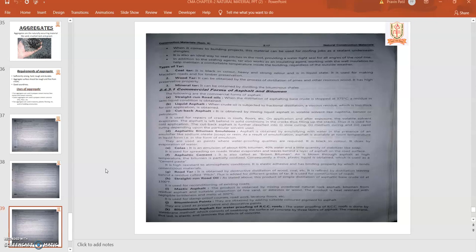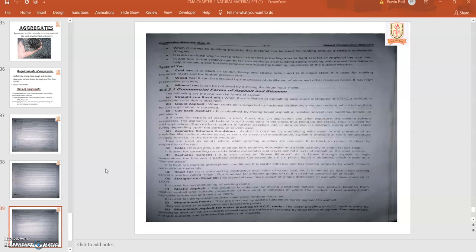It is highly resistant to atmospheric conditions. It is elastic, adhesive and has a binding property by which it binds cementitious materials. Then road tar, it is obtained by destructive distillation of wood, coal etc. It is refined by distillation, leaving behind a residue called pitch. The flux is added for different grades of tar. It is used for construction of the roads.